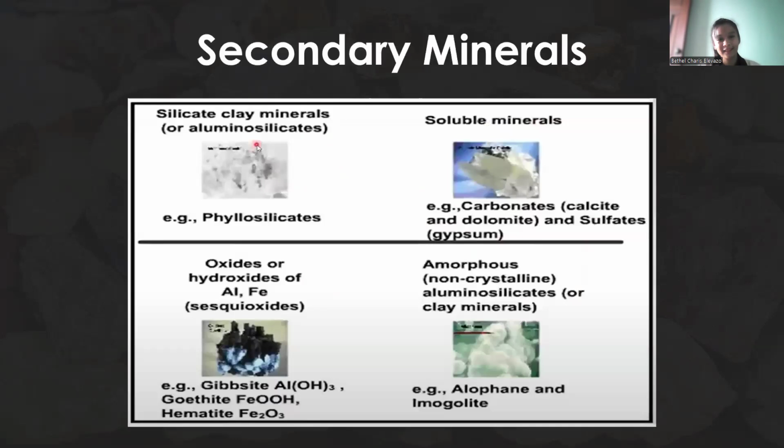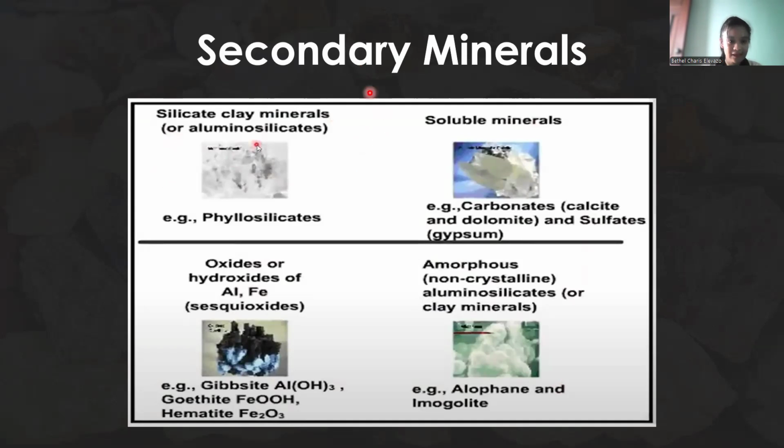However, pagdating na po dito kay secondary minerals, ayan na. Okay? So, again, si secondary minerals, ulitin ko lang, gusto ko lang i-reiterate, these are minerals formed from the alteration of primary minerals. So, they are often formed through chemical weathering. So, let's break down these types of secondary minerals.